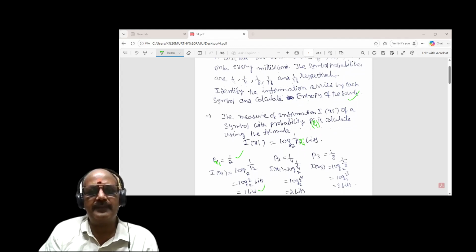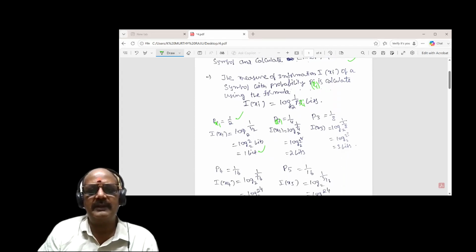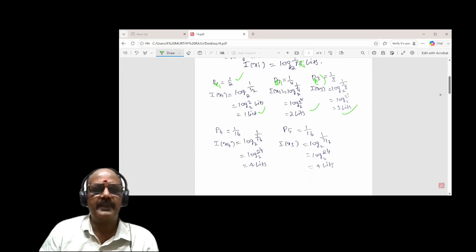Second symbol x2, probability p(x2) is 1/4. The information content of x2 is I(x2) = log 1/(1/4) to the base 2, that is log 2 square to the base 2, that is 2 bits. Symbol x3 probability is 1/8. I(x3) = log 1/(1/8) to the base 2, log 2 cube to the base 2, that is 3 bits.